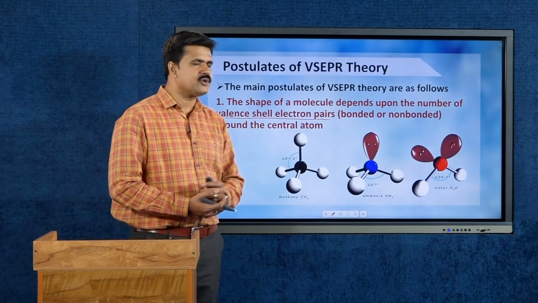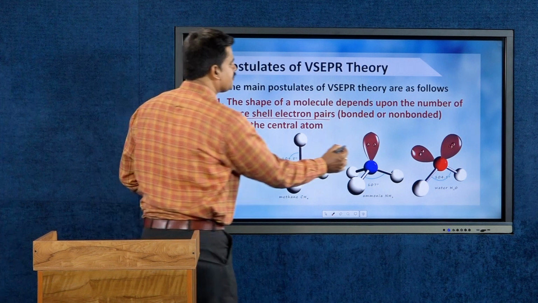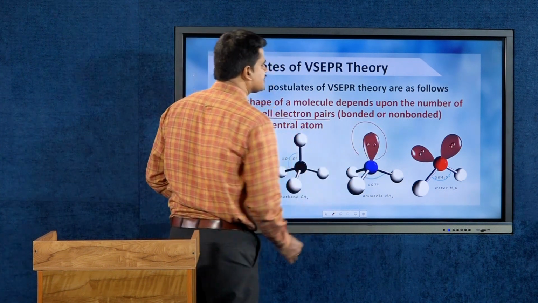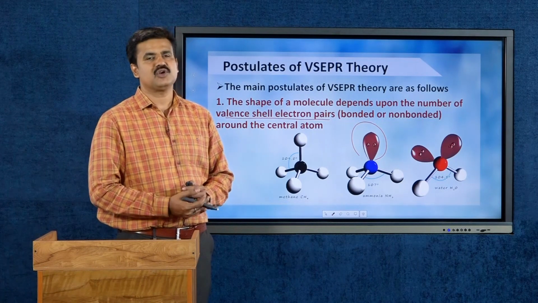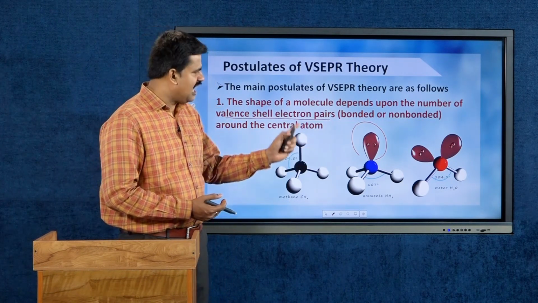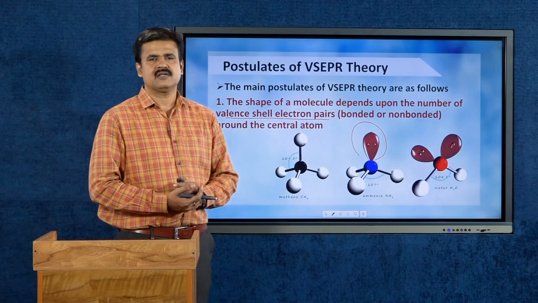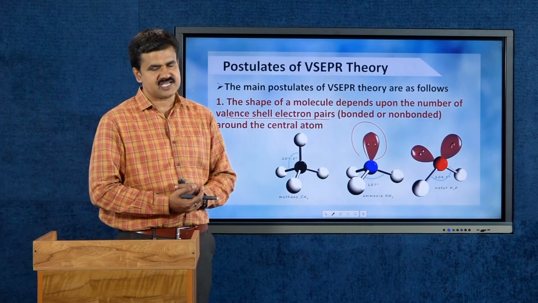The second molecule is ammonia. The central atom, which is shown as the blue colored ball, is nitrogen. 3 hydrogen atoms are also seen there, and in the ammonia molecule you can see the presence of a lone pair of electrons. So there are 4 electron pairs, out of which 3 are bond pairs and 1 is a lone pair. Excluding that lone pair, you will get the shape of the ammonia molecule, that is, pyramidal shape.